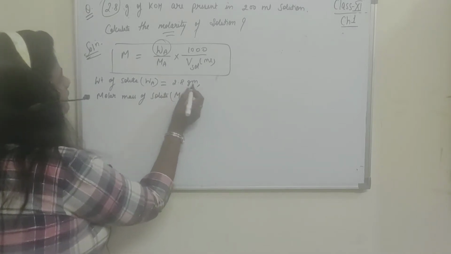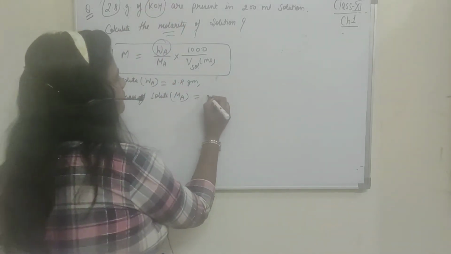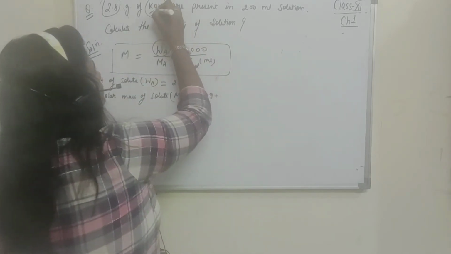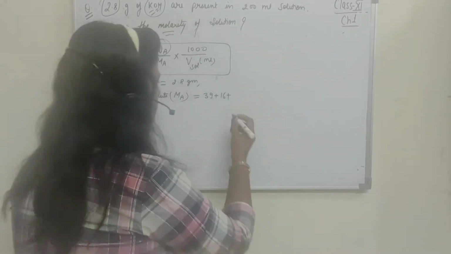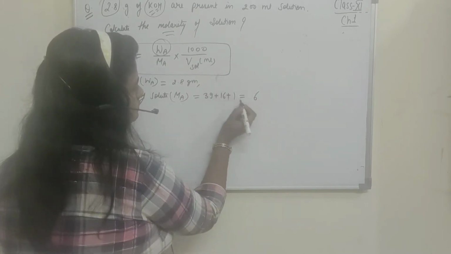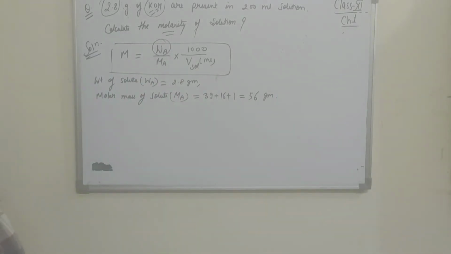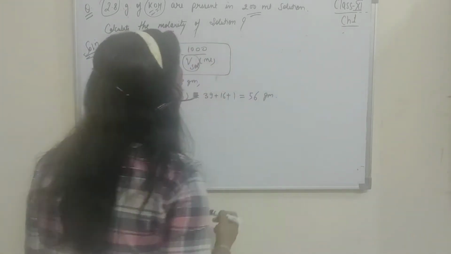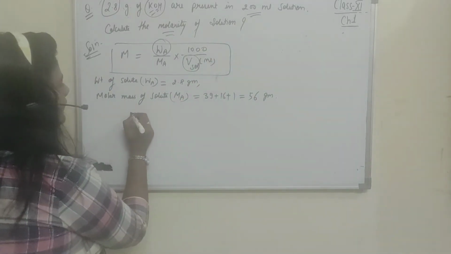Capital MA, the molar mass of solute. What is the solute here? KOH. So we will write the atomic masses: K 39 plus oxygen 16 plus hydrogen 1, so 56 gram. Correct. Now volume of solution is given to you as 200 ml. It is given in milliliter.